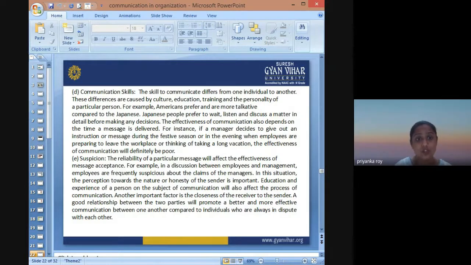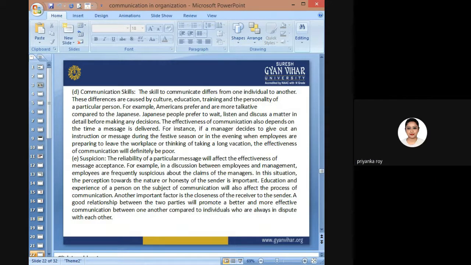For example, in a discussion between employees and the management, the employees are frequently suspicious about the claims of the manager. In this situation, the suspicion towards the nature or honesty of the sender is more important.